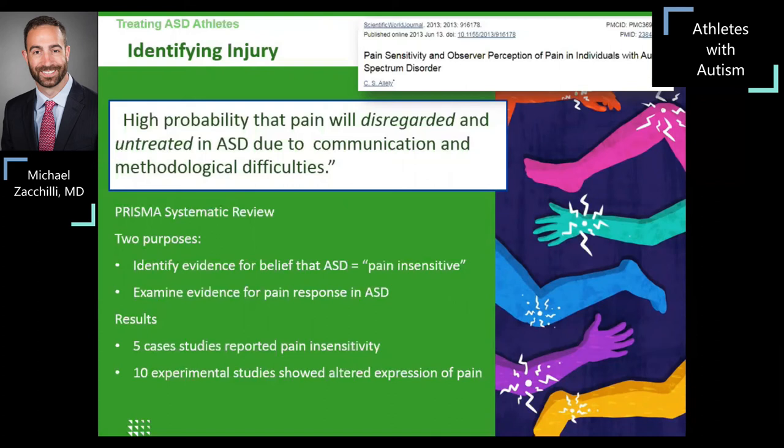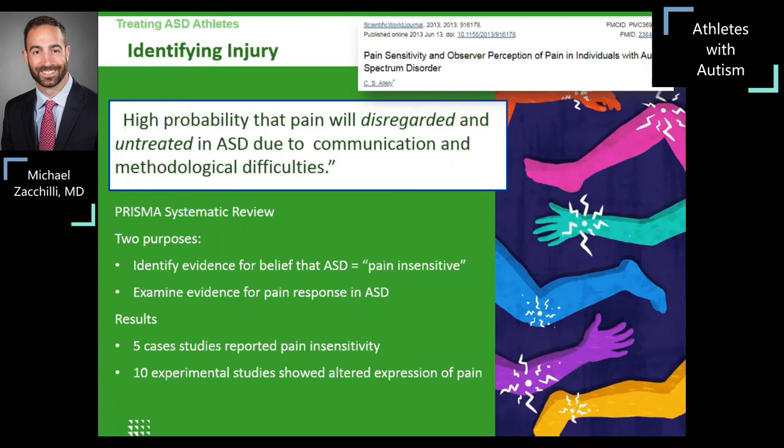This was a systematic review specifically looking at pain in autistic children, because there is an underlying myth that they are pain insensitive or have high pain thresholds. And they wanted to look for what the real evidence is. And the truth is that that's not true. There were only 5 case studies that reported pain insensitivity, but all the experimental studies that they looked at actually showed altered expressions of pain in the autistic children.